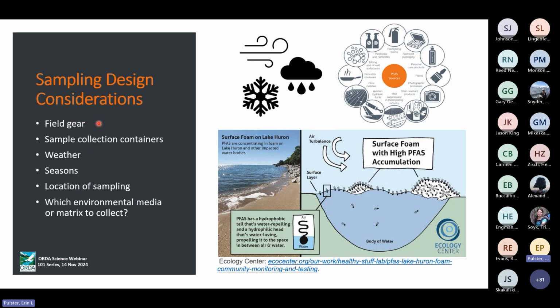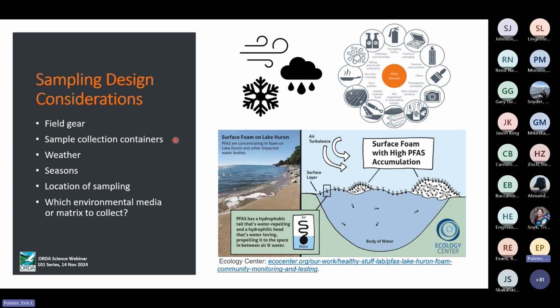Because, for instance, a lot of the water pumps that people use to sample water have Teflon liners and tubing and things of that nature, and those may contain PFAS. So understanding what is in your field gear is going to be critical when you're out collecting at a PFAS contaminated site. Same thing with collection containers.